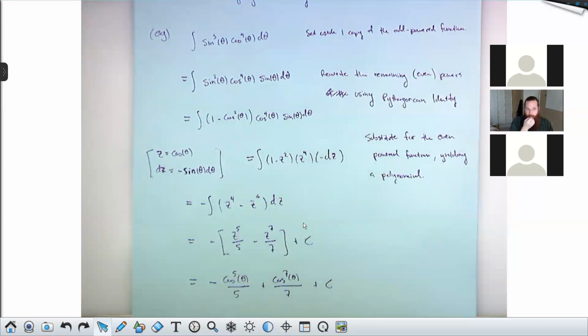All right, that's it. So as long as one of these powers is odd, life is pretty good. I'll do one more like this, and then I'm going to show you how to handle the case where both powers are even. Questions on this example?